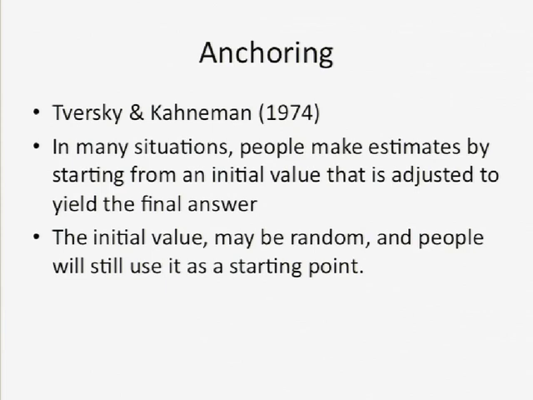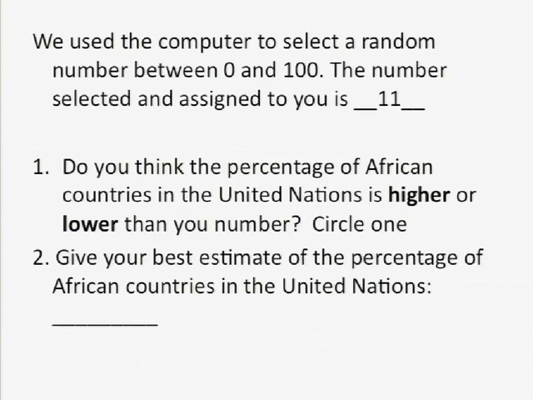The experiment that they conducted is they spun a wheel that had the numbers from 0 to 100, wherever it landed. They then asked the question: do you think the percentage of African countries in the UN is higher or lower than this number? And now give me your estimate. In particular, they saw that there was a difference between whether you got a high number or a low number. So that's the questionnaire that you filled out.